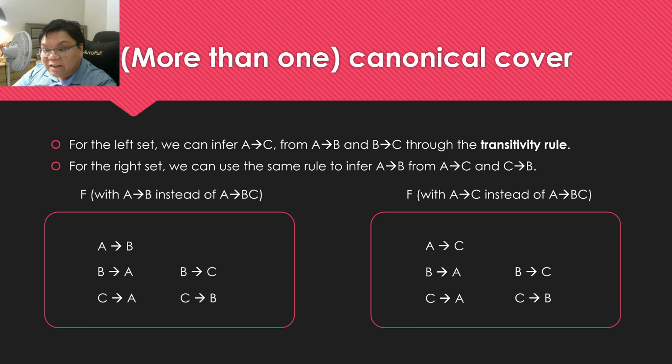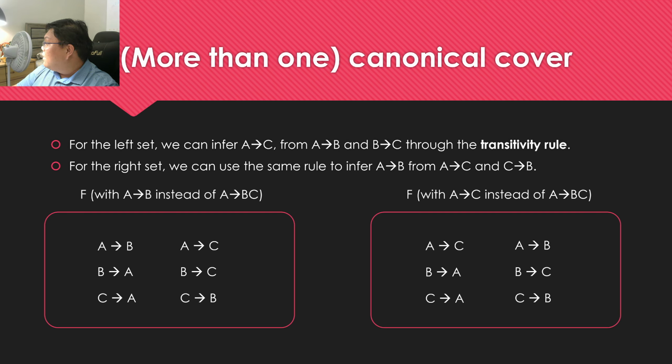Well, let's look at A determines B. For the left set, we also have the rule B determines C. So we can infer back A determines C. For the right set, notice we have A determines C, and we also have the rule C determines B. So we can basically bring back A determines B. So we did not add these back. Rather, these rules, A determines C and A determines B, we just inferred them using the rules of inference.